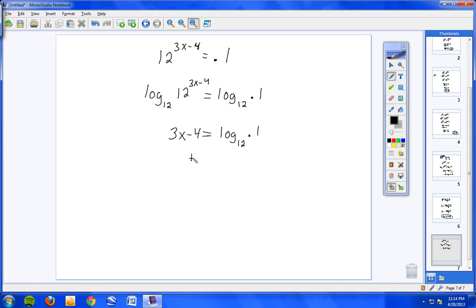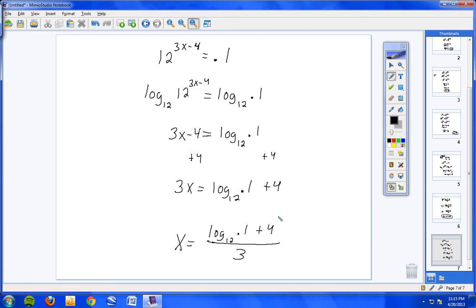So I'm going to go ahead and get x by itself. I'm going to add 4 to both sides. When you add 4 to both sides, you're left with 3x equals log base 12 of 0.1 and then plus 4. Please don't add the 0.1 and the 4. This log and this 0.1 go together. They stick together. You can't add something to them. And then next we're going to divide both sides by 3. So x equals log base 12 of 0.1 plus 4 all over 3.